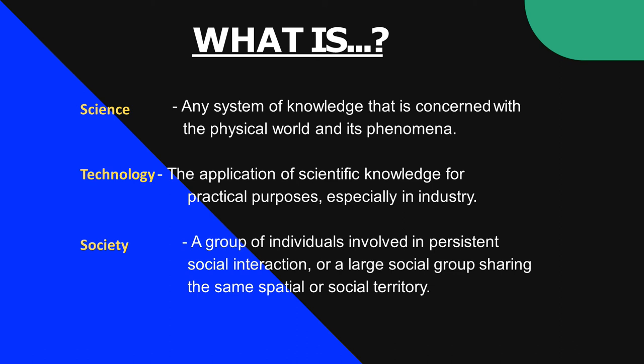Science is any system of knowledge that is concerned with the physical world and its phenomena, based on observations and systematic experimentation. While technology is the application of scientific knowledge for practical purposes, especially in industry. And society is a group of individuals involved in persistent social interaction, or a large social group sharing the same spatial or social territory.